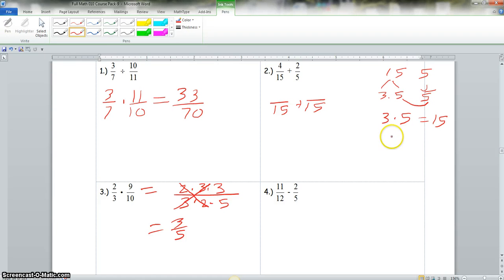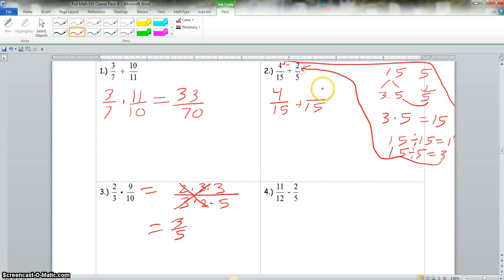Now we find our numerator. We'll take the new denominator divided by the old denominator. 15 divided by 15 is 1, so we know we take this 1 here and multiply it by that 4. 1 times 4 is 4. And then next we take 15 divided by 5, which gives us 3. And we would take this 3 and multiply it by this 2, and that gives us 6. So 4 over 15 plus 6 over 15 is 10 over 15.